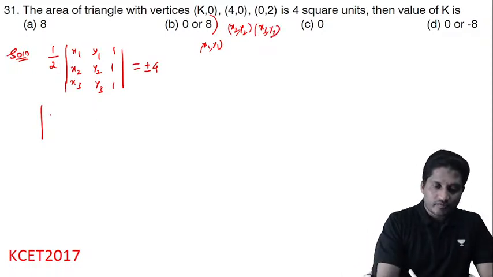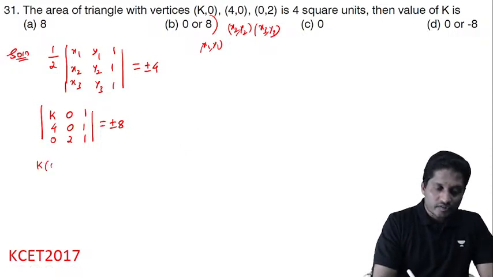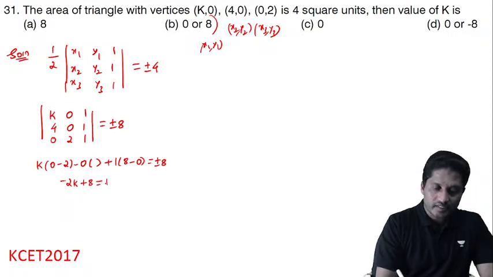Half of the determinant of k 0 1, 4 0 1, and 0 2 1 is equal to plus minus 8. If I cross multiply the 4, or the 2, k into delete first row first column, you get 0 minus 2, minus 0 multiplied by a number is 0. Delete first row last column, 8 minus 0, is equal to plus minus 8. This is minus 2k plus 8 is equal to plus minus 8.